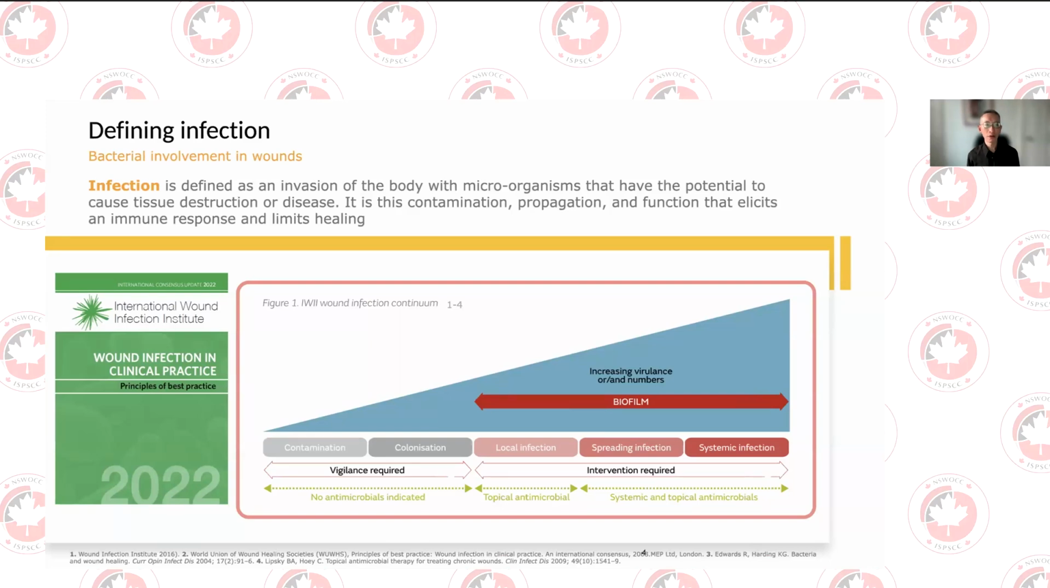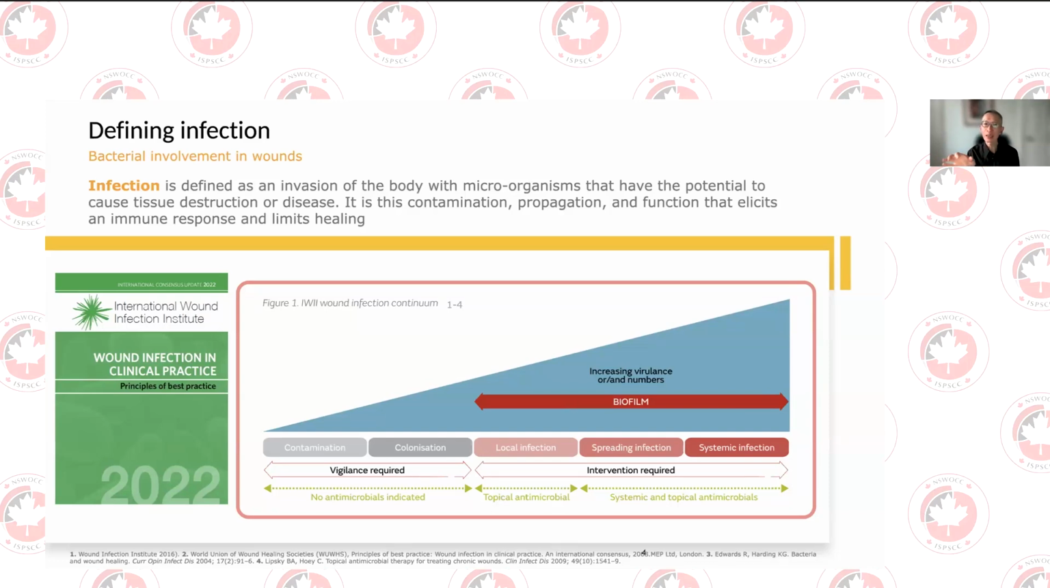Not a big surprise in terms of the conceptualization, the paradigm to describe bacterial growth. This is the diagram that I extracted from the International Wound Infection Institute, and this is the best practice recommendation published in 2022. Infection is defined as invasion of the body with microorganisms, whether it's fungus, virus, or bacteria, and the response evoked by the invasion of those bacteria that we can recognize in terms of the signs and symptoms. And of course, one of the major things that we're concerned about is the impact on wound healing.